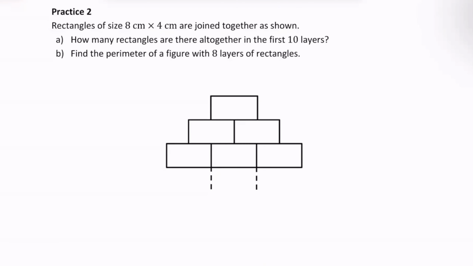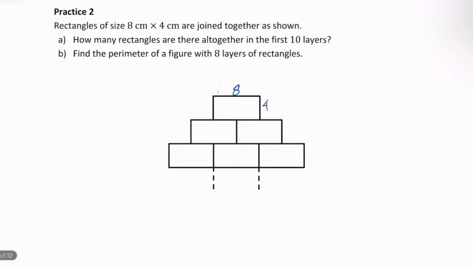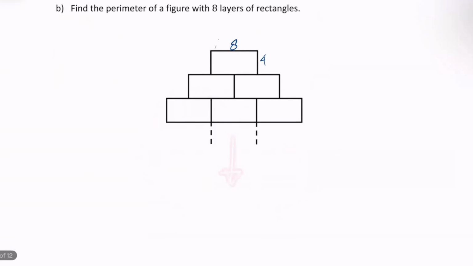8 cm by 4 cm, so that means this one is 8 cm, this one part is 4 cm. So they are joined together as shown. First things first, how many rectangles are there altogether in the first 10 layers? The one that you see right now is how many layers? 3. That means you want to have 10 layers. That means you have another 7 layers below here.